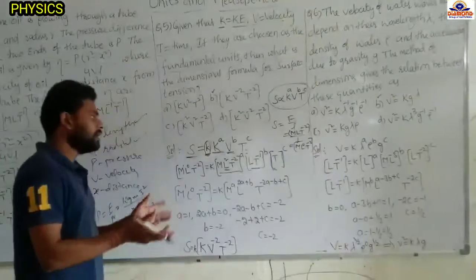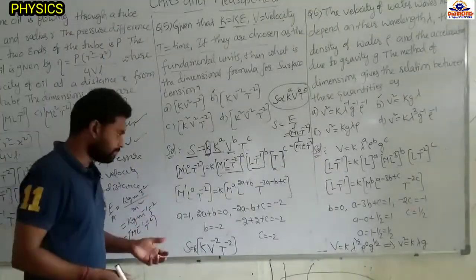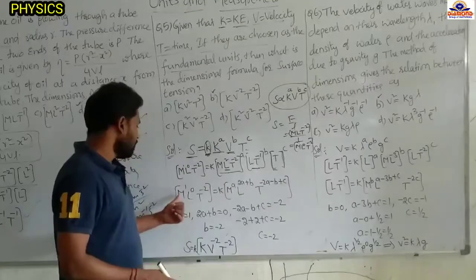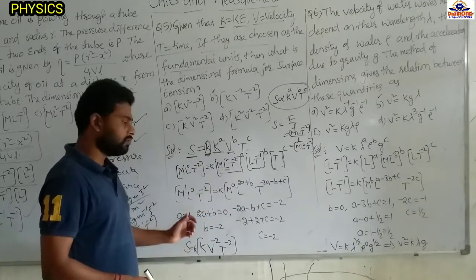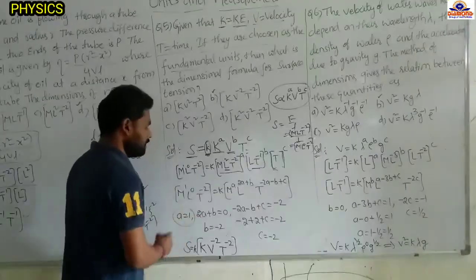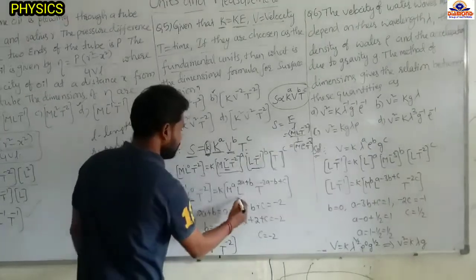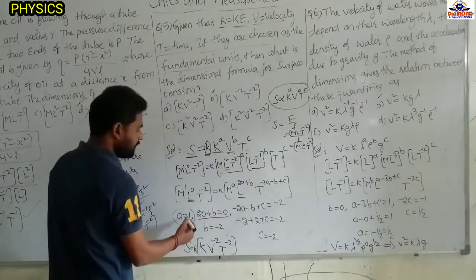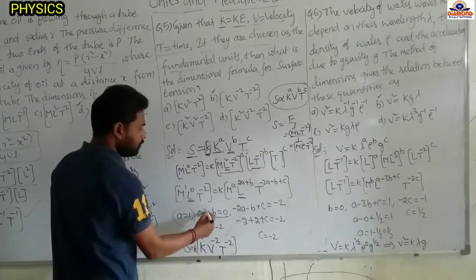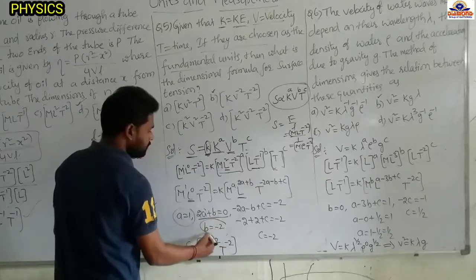Now equate the powers, the right side and the left side. Mass power: here m power is 1, here m power is A. So equating, we get A equal to 1. This one is completed. Next length: here power is 0, here the power of L is 2A plus B. Equate it: 2A plus B equal to 0. The A value we already got is 1, so 2 into 1, 2 plus B. So B equal to minus 2 we will get.